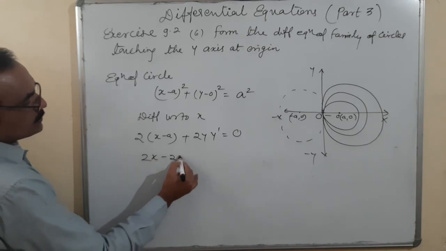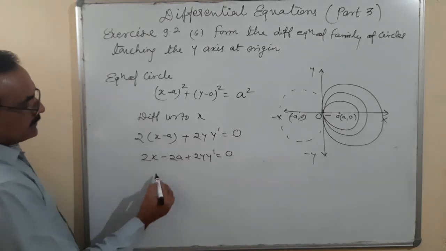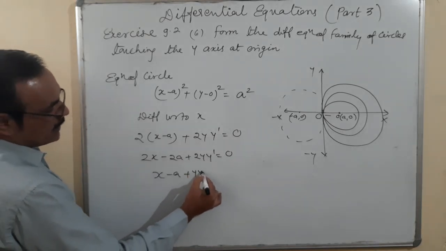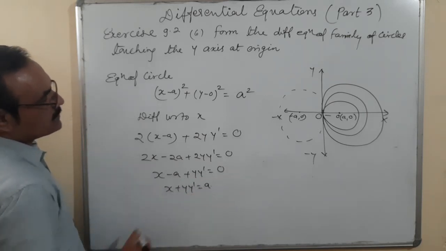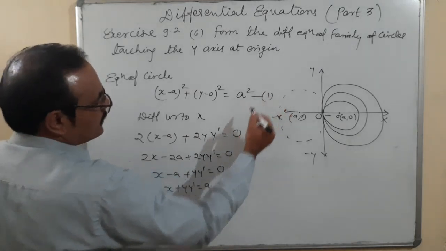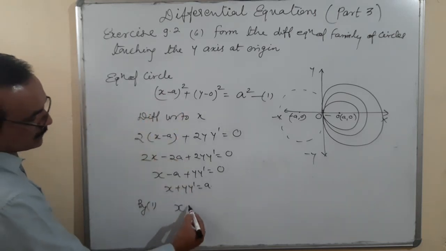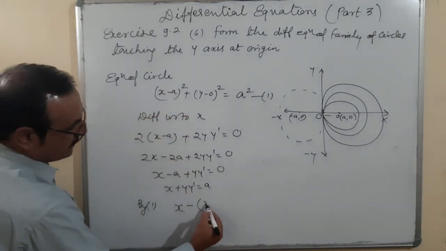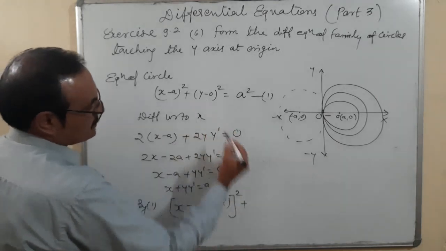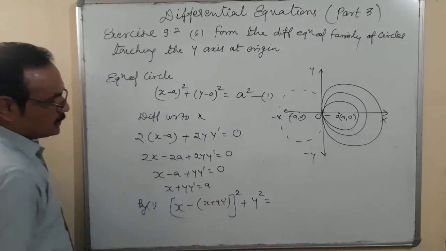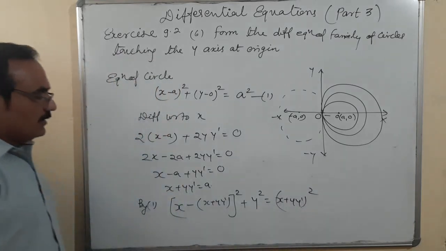And now what is coming, the value of it: 2x minus 2a plus 2y y dash is equal to 0. 2 common and cancel, x minus a plus y y dash is equal to 0. So therefore x plus y y dash is equal to a. Now this is the value of a. This value of a will be substituted in equation number 1. So (x minus, what is a? x plus y y dash) whole square plus y square is equal to a square. What is a? (x plus y y dash) whole square. Is it okay?